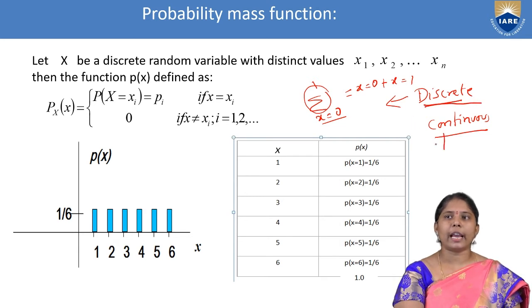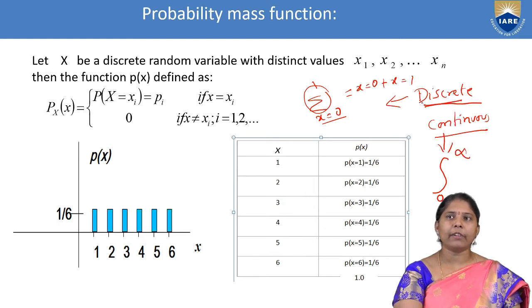For the continuous case, we have infinite values. We should do the integration mathematical operation for the calculation of the various parameters of the continuous random variables. So here, integration, lower limit and upper limit.